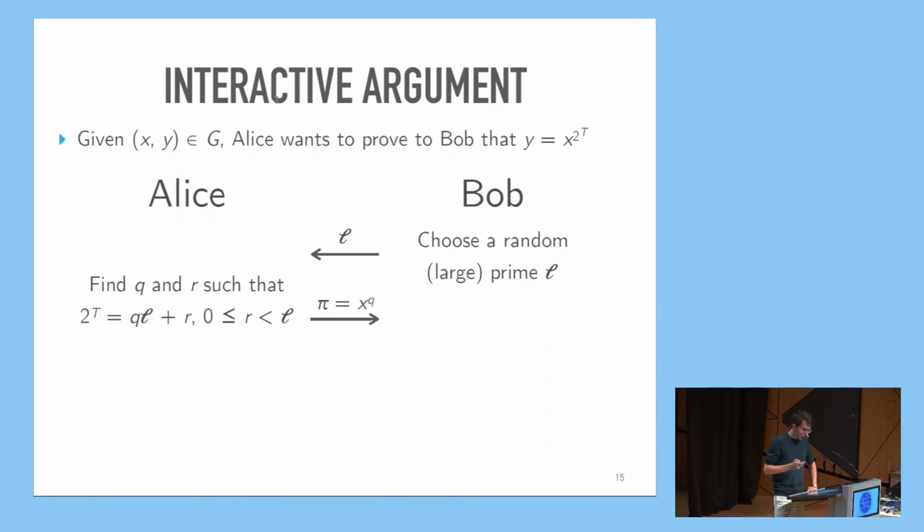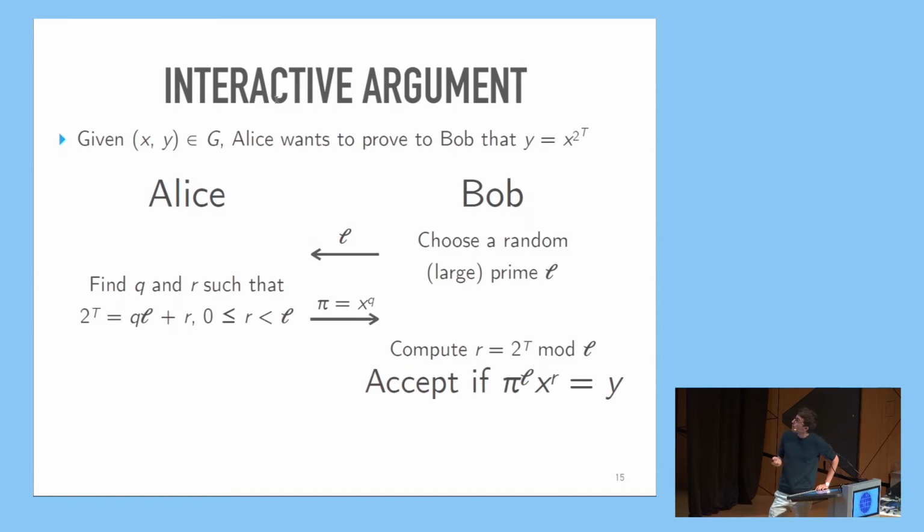OK. Now Bob can easily recover the remainder, it's 2 to the power t modulo L, and he's going to check that pi to the power L times x to the power r is y. So it's very easy to verify that everything is going as expected, then the equality should hold. Pi to the power L is just x to the power q times L, multiplied by x to the r, we get on this side x to the power qL plus r, so x to the power 2 to the t. So this equality should really be x to the power 2 to the t equals y.